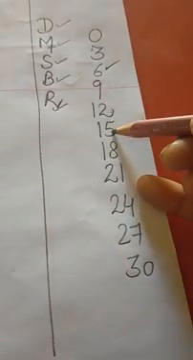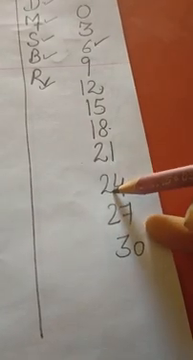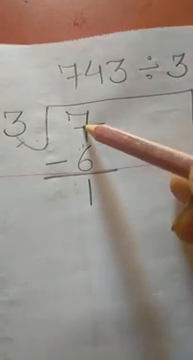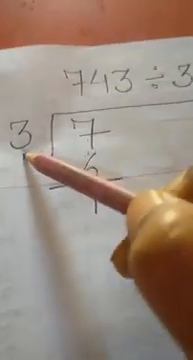3 zeros the 0, 3 ones the 3, 3 twos the 6, 3 threes the 9, 3 fours the 12, 3 fives the 15, 3 sixes the 18, 3 sevens the 21, 3 eights the 24, 3 nines the 27, and 3 tens the 30. Now here we will follow the first step, that is division. First digit is 7, we will divide 7 by 3.